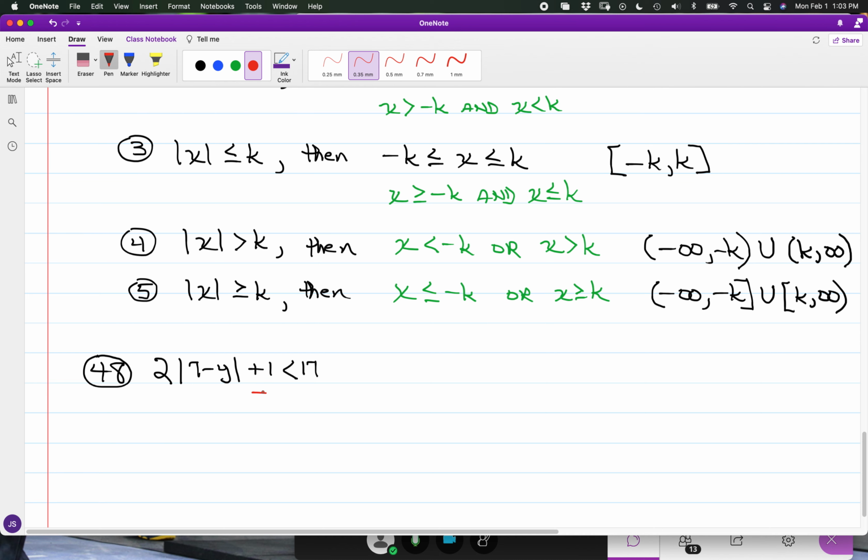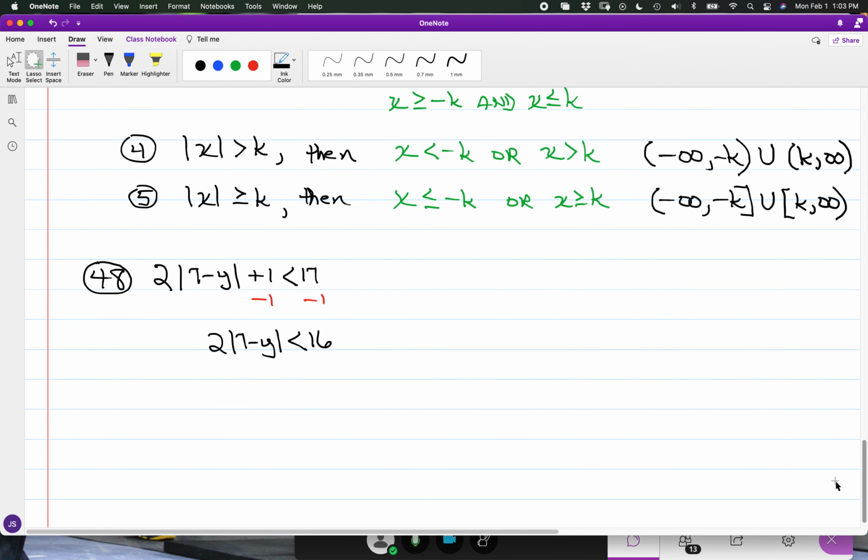Okay, so I can undo the presence of 1 by subtracting. So we have 2 times the absolute value of 7 minus y is less than 16. And we have dividing by 2. So I'm dividing by a positive number as opposed to a negative.